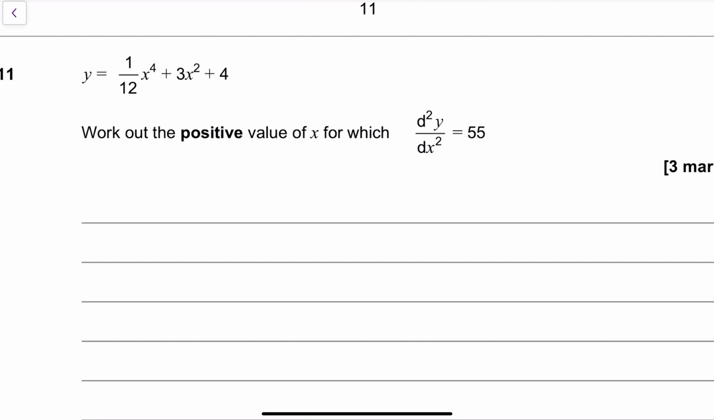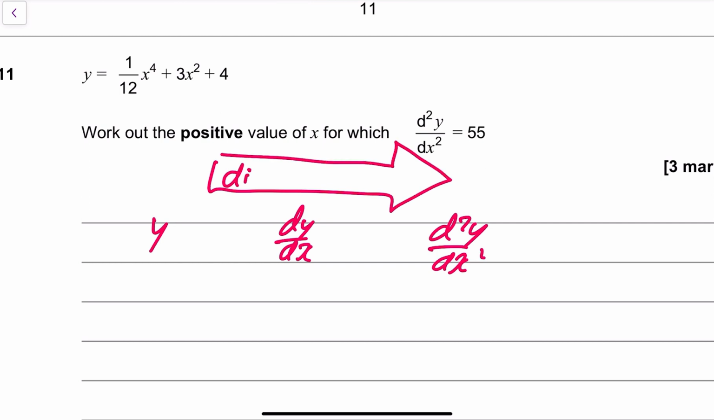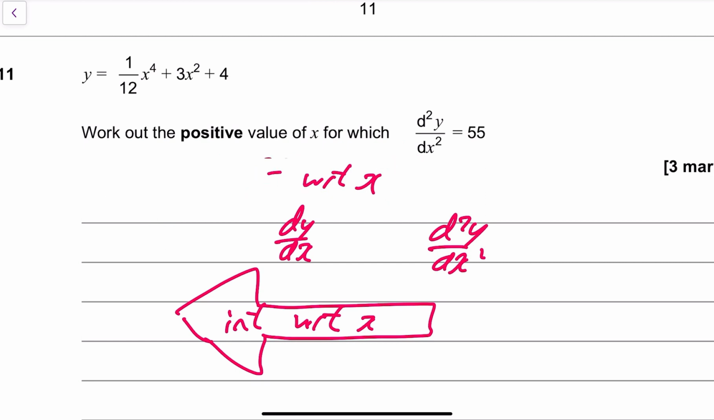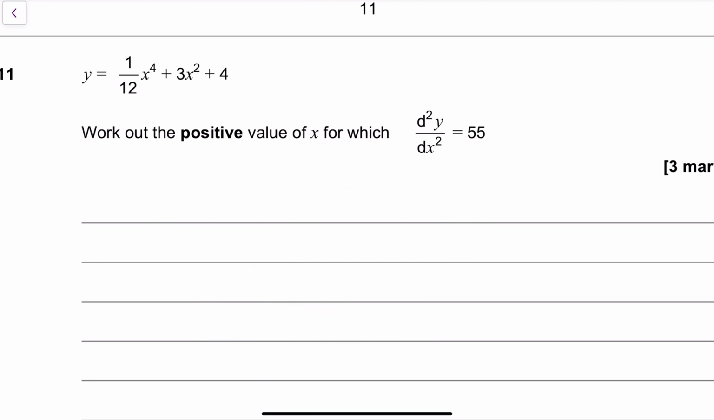Next question says, work out the positive value of x for which d2y by dx squared is 55. If you were looking at my notes, I go from y to dy by dx by differentiating, and I go to d2y by dx squared by differentiating. So I differentiate with respect to x. Going the other way, you would integrate with respect to x. But it's d2y by dx squared, which means we've got to differentiate this twice.